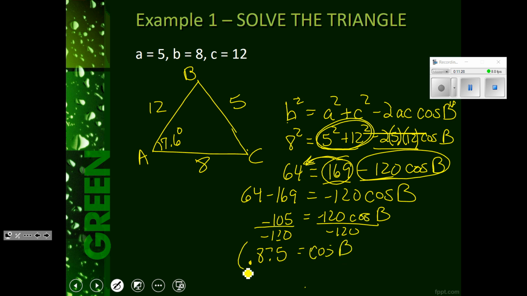And then to get rid of the cosine, I took the inverse cosine. And when I did that, I actually ended up with 28.955, which for me would round to 29.0.